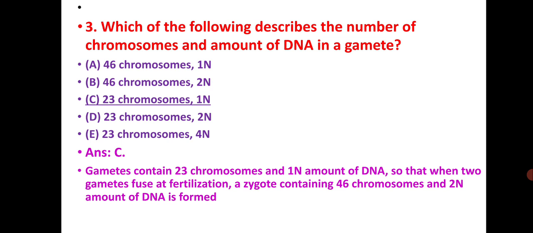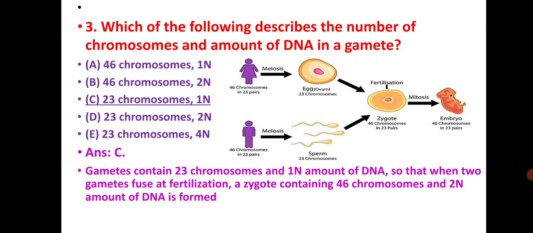Gametes contain 23 chromosomes and 1n amount of DNA, so that when two gametes fuse at fertilization, a zygote containing 46 chromosomes and 2n amount of DNA is formed. So the question is asked about the chromosomes and amount of DNA in a gamete. So the answer will be 23 chromosomes and 1n.